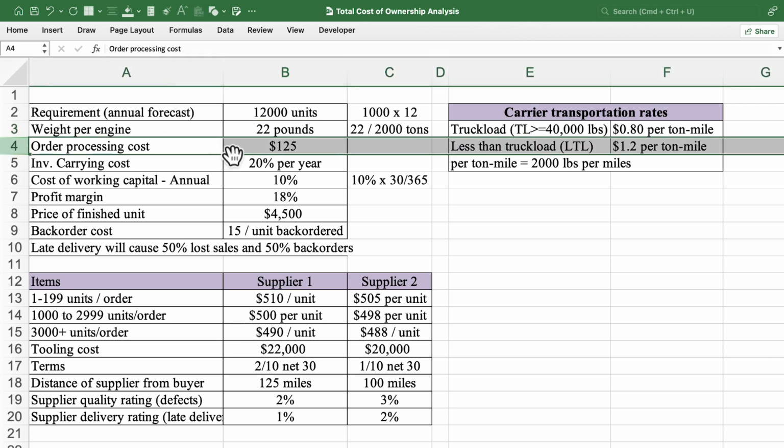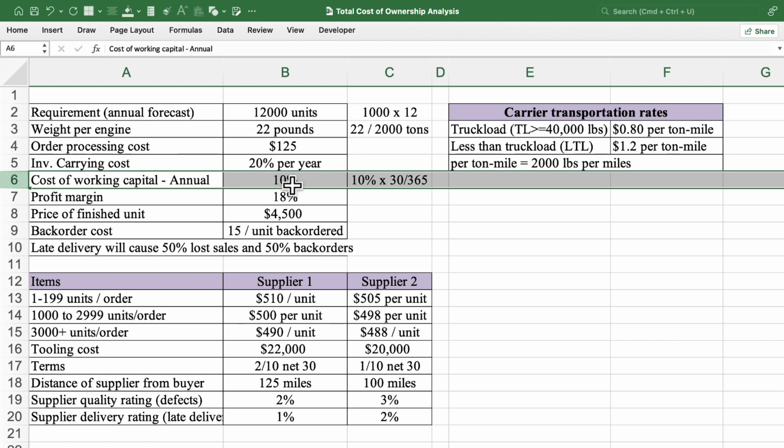Order processing cost is $125. Inventory carrying cost is 20% of the value of inventory, and cost of working capital is 10%. So this is on annual basis. We need to calculate it for 30 days. Because this is on annual basis, we will divide by 365.